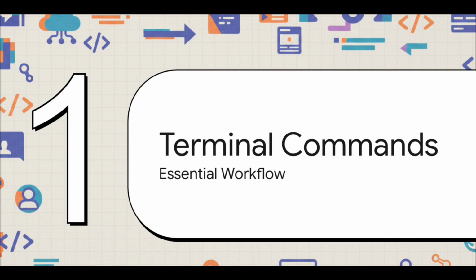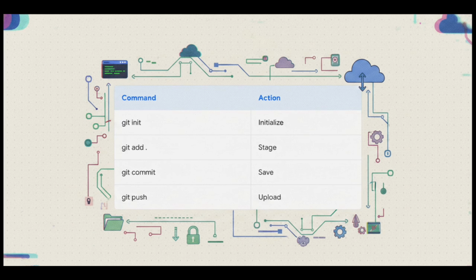Next up, section 3, essential Git terminal commands. If you want to look like a pro, you really need to be comfortable in the terminal. It's a rhythm. First, you type git init to start tracking your local folder. Then, git remote add origin securely connects your local folder up to your cloud-based GitHub repo.